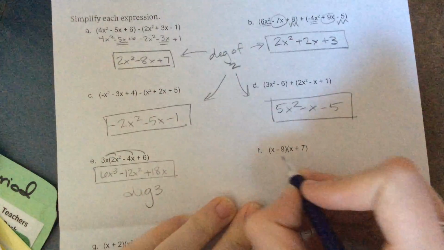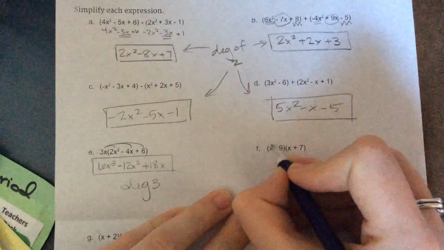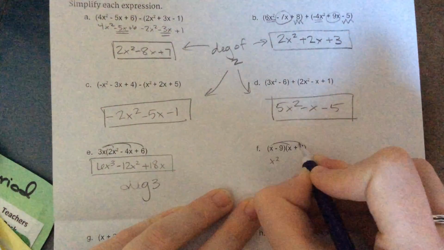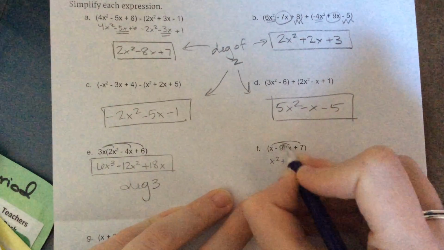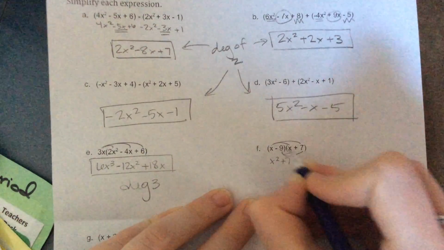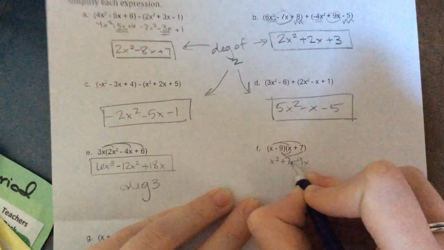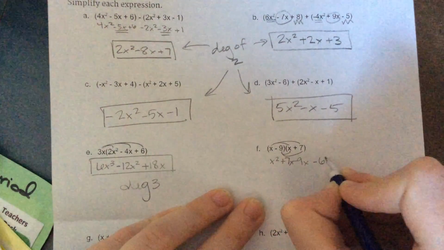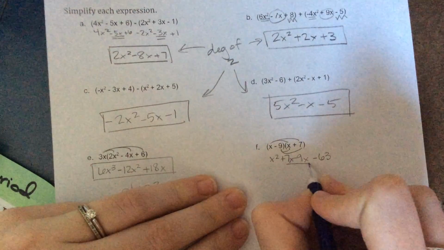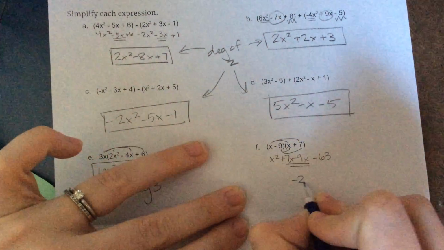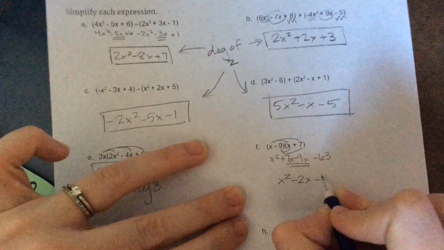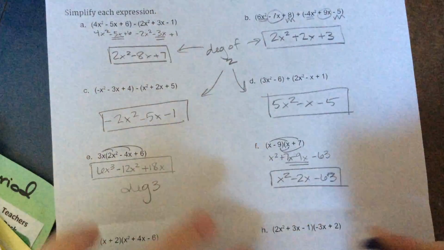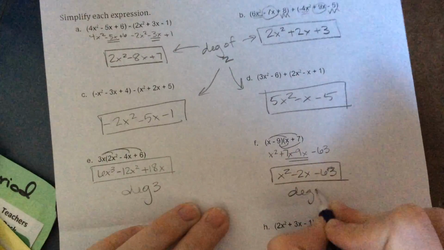Here you have a binomial multiplied by a binomial. Your foiling. So you're going to do x times x, which is x squared, and x times 7, which is a positive 7x. Then we're going to distribute this negative 9 to both of those. Negative 9 times x is negative 9x, and negative 9 times 7 is a negative 63. We're going to combine the x's. 7x minus 9x is negative 2x, so you got x squared minus 2x minus 63. This also has a degree of 2.